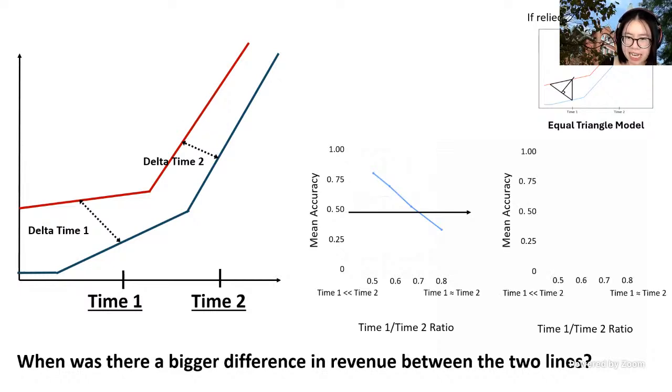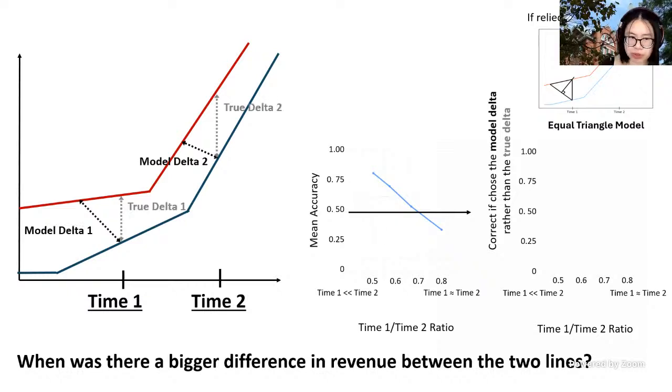We'll plot the data in the same way, except that instead of mean accuracy on the y-axis here, we will measure the accuracy by defining correct as if they had chosen the model delta instead of the true delta. So if people are relying on the model delta, the orthogonal, their accuracy would be high under this equal triangle model. If they're not, their accuracy would be low.